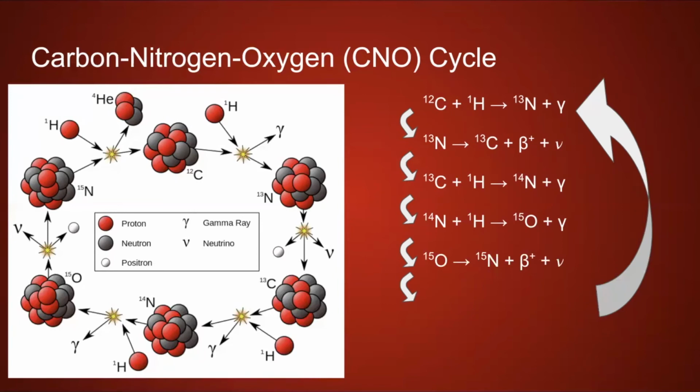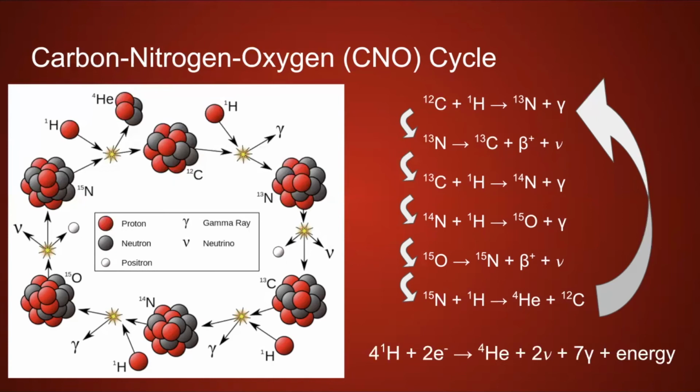Lastly, nitrogen-15 will combine with a fourth proton to create a helium-4 nucleus, which is our end goal, as well as carbon-12, which is what we started with. And this cycle will continue. Do you see how this is a cycle that doesn't use up the carbon, nitrogen, and oxygen elements, and how they are simply catalysts for converting hydrogen into helium? Hope that made sense to you.